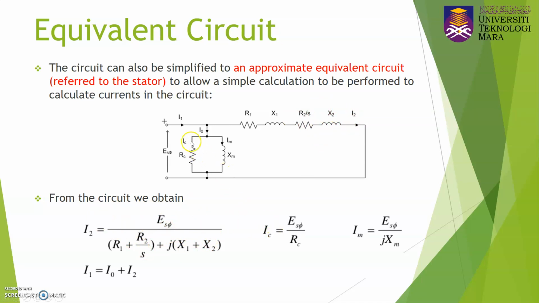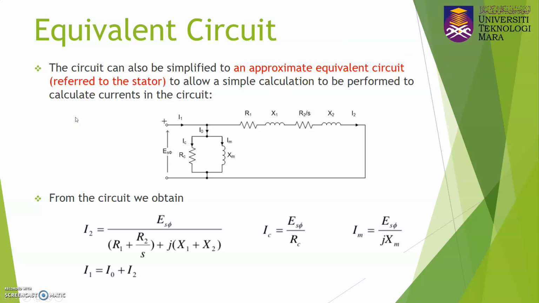Next we need to find the value of IC and also IM, where I0 is equal to IC plus IM. In this case, the voltage supply across the RC will be equal to the voltage supply across the XM. So IC will be equal to E1 phase divided by RC, and IM will be equal to E1 phase divided by jXM. Once you find IC plus IM, which is I0, then you can find I1. I1 is equal to I0 plus I2. So that is how you find the value of I1 by using the approximate equivalent circuit.